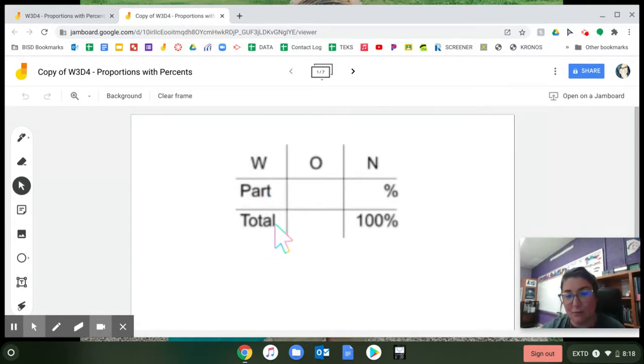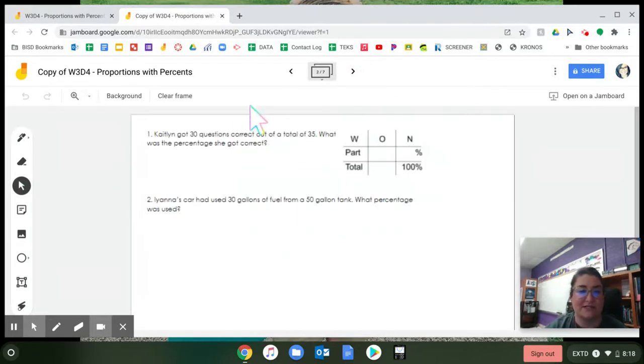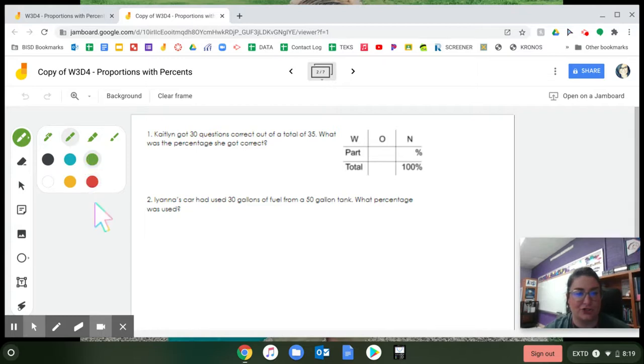Even though in some problems, like let's look at our first example, it's talking about questions correct, your units aren't going to be questions and questions or questions and correct or anything like that. It's going to actually be part and total. Because when you're working with percentages, it's always going to be a part of a percentage out of a total percentage, which is 100. So I'm going to go ahead and work through this one. I'm actually going to work through the first two.